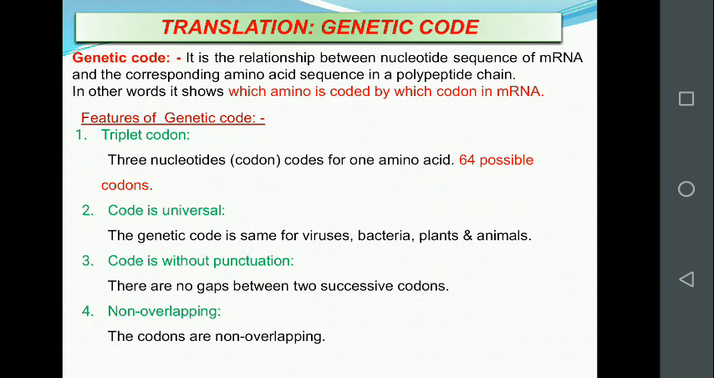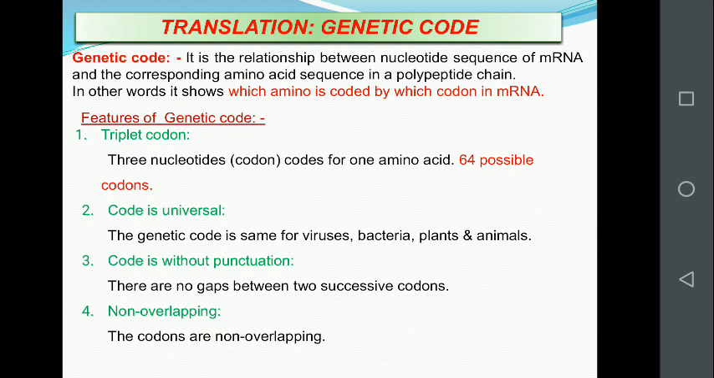So as we have already seen the genetic code table, in that we took one example, UUU codes for phenylalanine. So from this you can easily find out some of the features of genetic code.